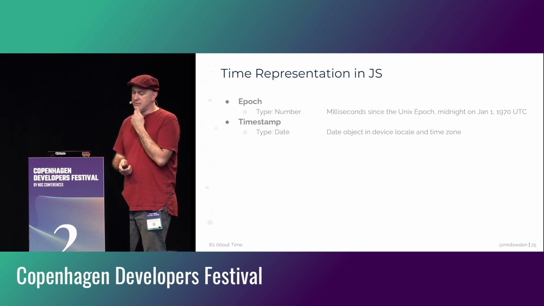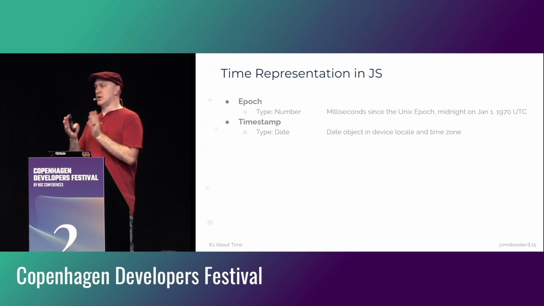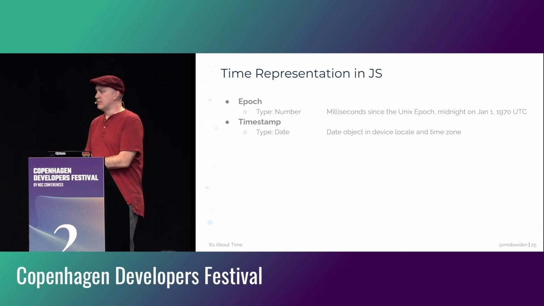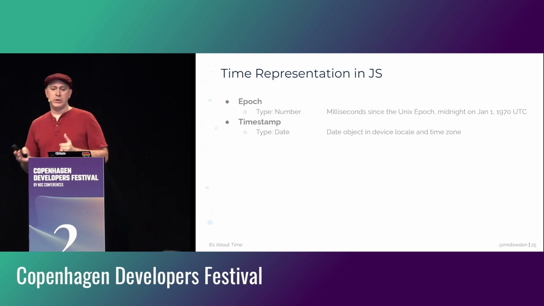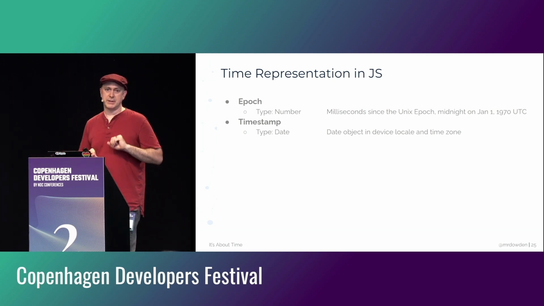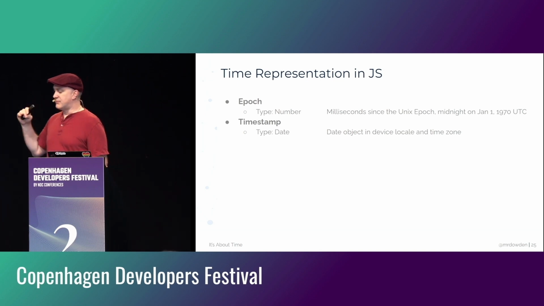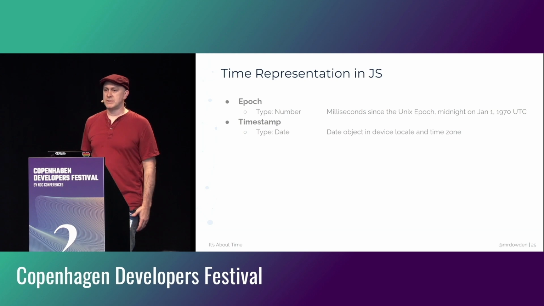We can also have a timestamp. I bring this up because in the language of JavaScript, timestamp refers to the date object itself. In almost all other use cases, we use timestamp to mean something completely different from this, which is why I bring it up. It's the date object in the device locale and time zone. That's the JavaScript definition of a timestamp.